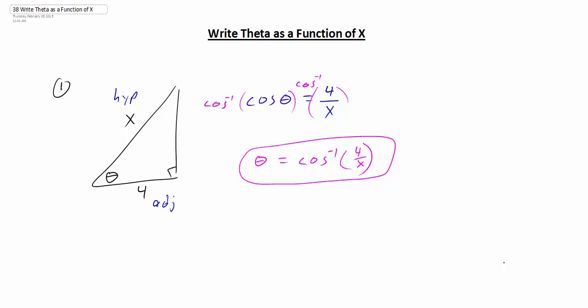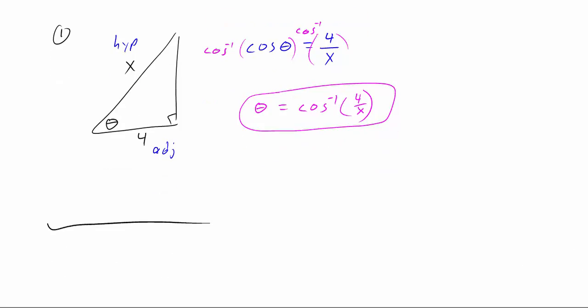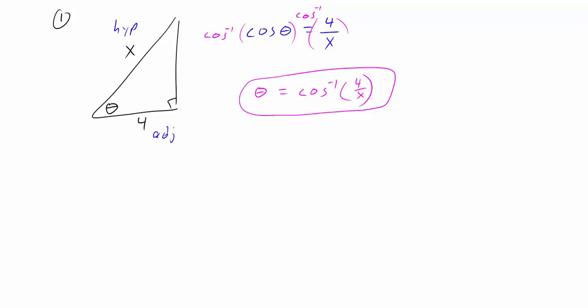Let's try another example. Let's say that we have the following right triangle. Here's our angle theta. And we have this side is 10, and this side over here is x plus 1. And at this point, you may want to try to pause the video and see if you can come up with theta as a function of x.